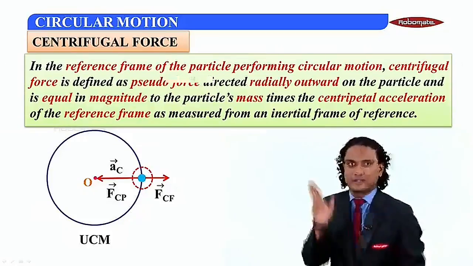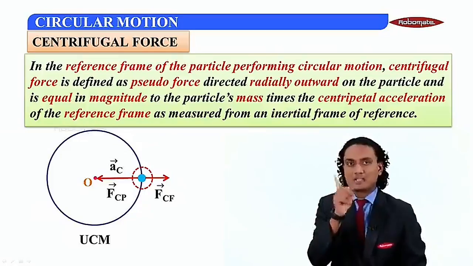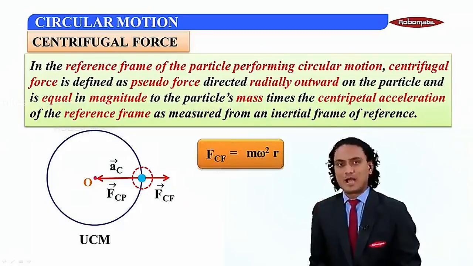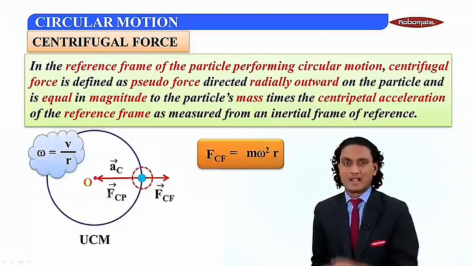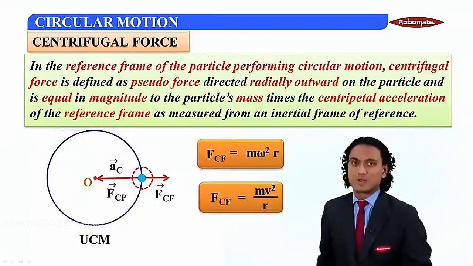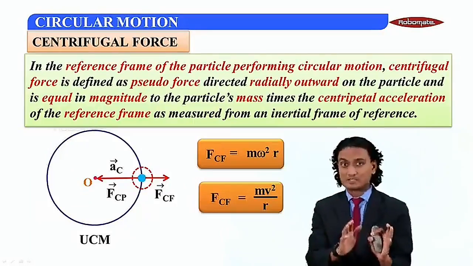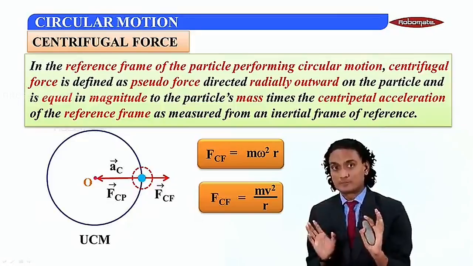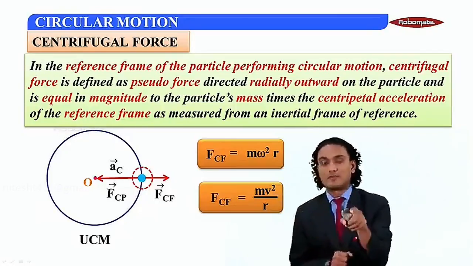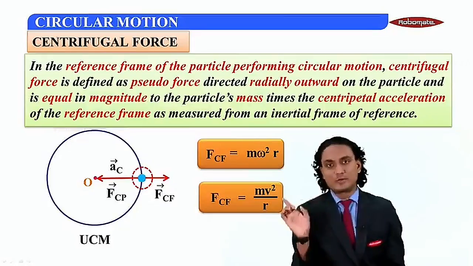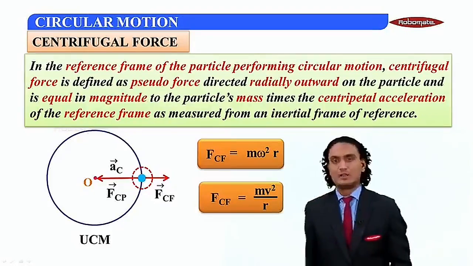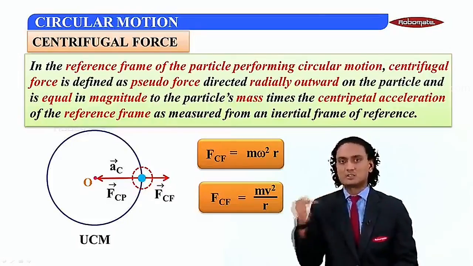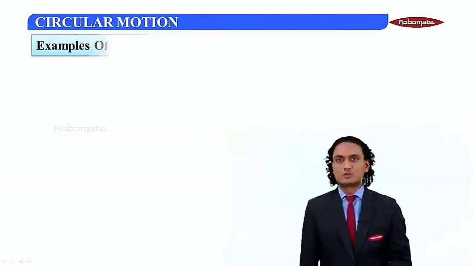What is the formula for centrifugal force? It is already given there. Mass into your centripetal acceleration. So F_CF is m omega square r. And we know omega is v by r, so F_CF is m v square by r. So we have two formulas. So remember this, to experience centrifugal force, you have to be in a non-inertial frame. So you have to get into that particle, then your frame will become non-inertial, accelerated, and then you can experience centrifugal force. Is that clear? The formulas are the same as centripetal, but centripetal is towards the center, this one is away from the center. Okay, now students, let us see some examples.